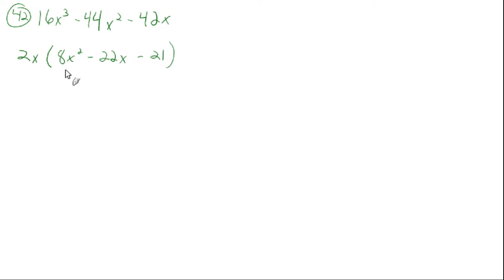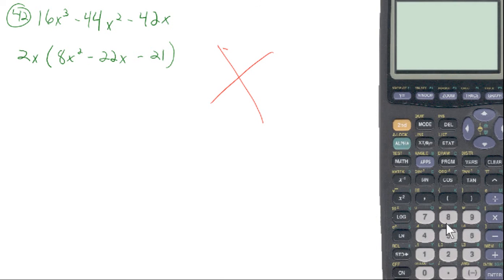Not all these three, they don't have anything in common. So we'll just factor this quadratic here, and we have a number out here that is not a 1, so we'll do 8 times negative 21, and we'll get negative something. 8 times 21, we know it needs to be negative, so negative 168.